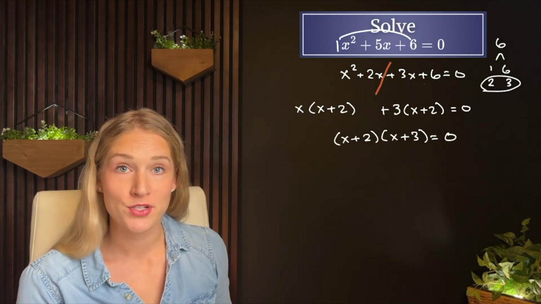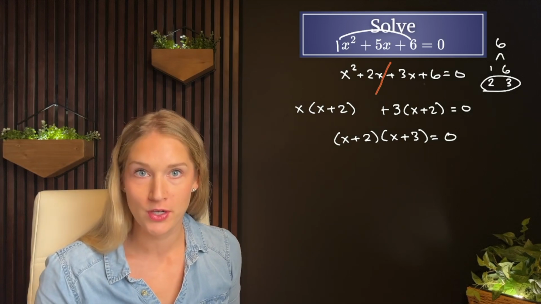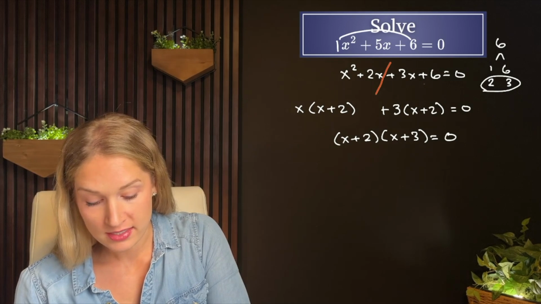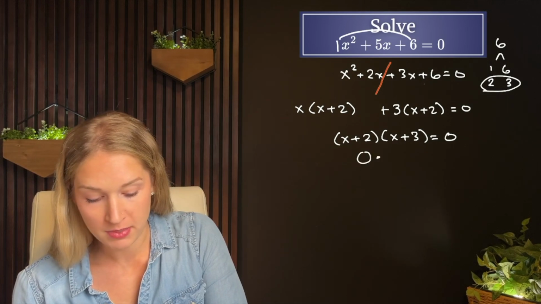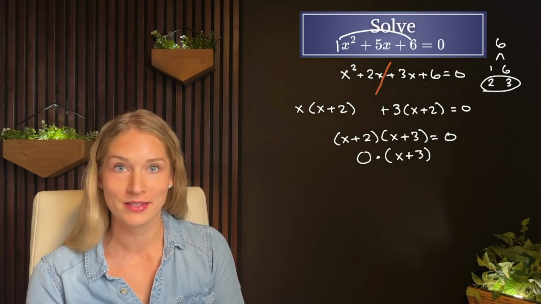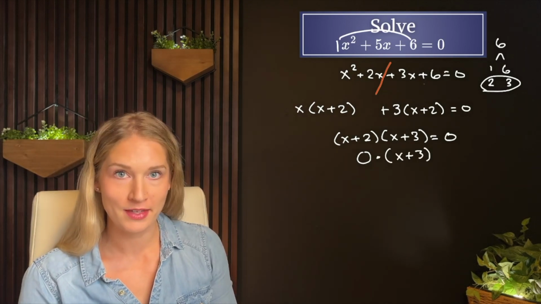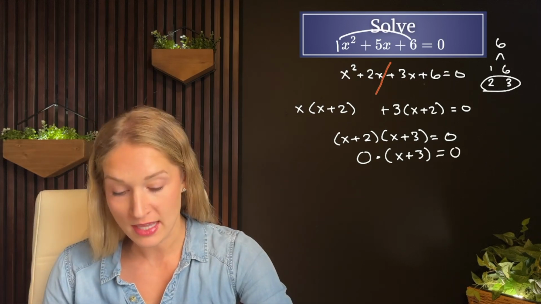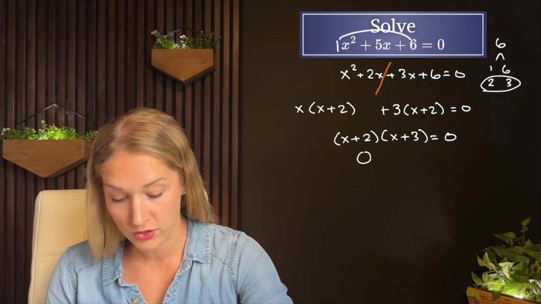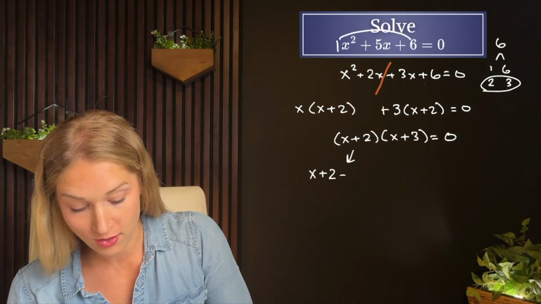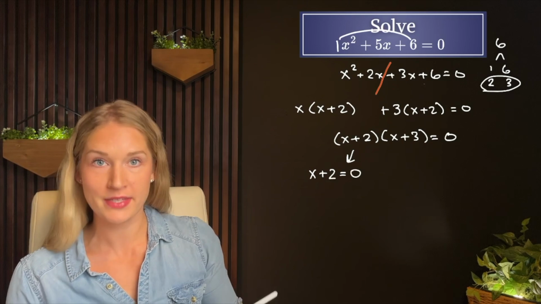Now what I'm going to do is use that logic that I talked about before. Maybe that first parentheses is 0. If this is 0, then I multiplied by, I don't really care what x plus 3 is. 0 times something is going to give me 0 like I want. So that means that that first parentheses, that first factor could equal 0. So x plus 2, as long as that's 0, everything's going to 0 out.